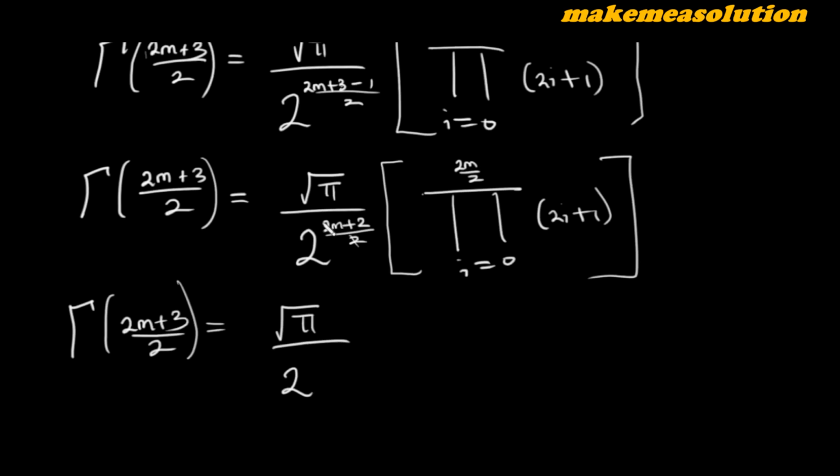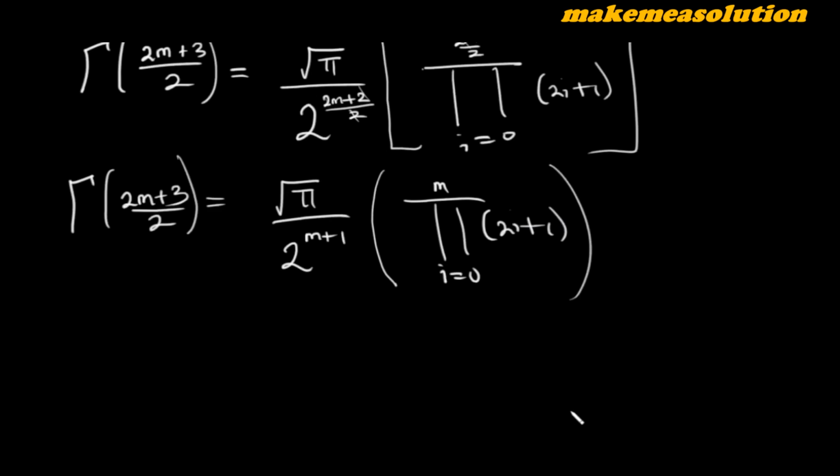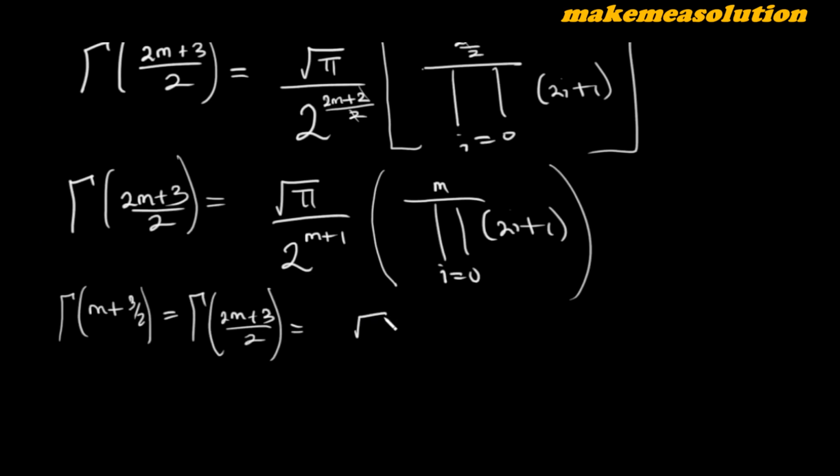Now if you simplify, 2 can cancel out, leaving you with 2 to the m plus 1. Then we'll now have the product operator, 2 cancelling out to have m, so i equal to 0 to m of (2i plus 1). So this is the expression for gamma of m plus 3 over 2, which is still the same thing as gamma of (2m plus 3) over 2, and it evaluates to root pi all over 2 to the m plus 1, times the product of all odd numbers, the first m odd numbers.